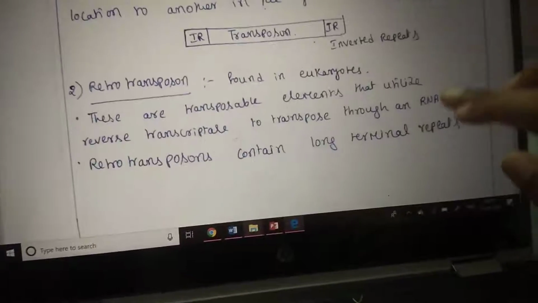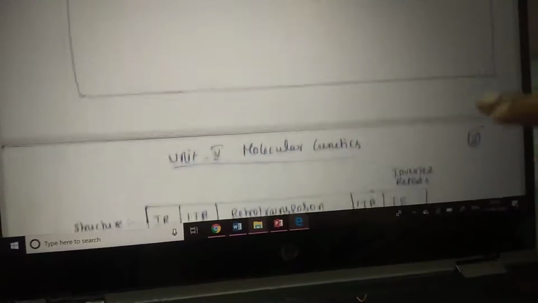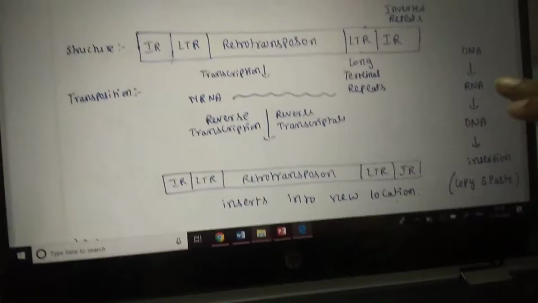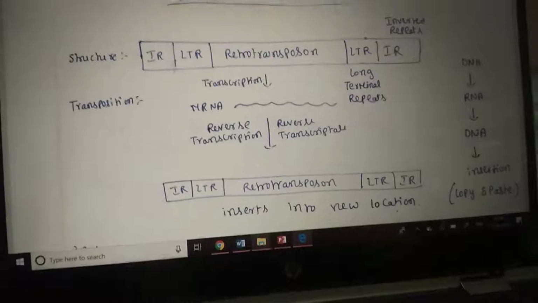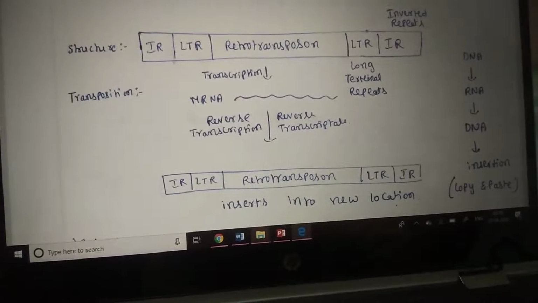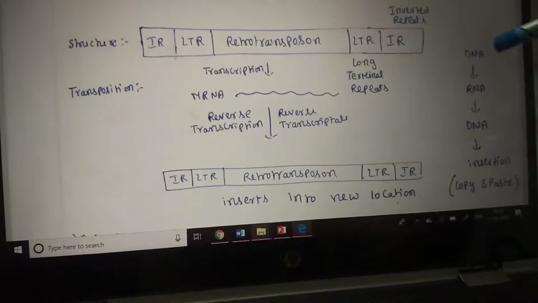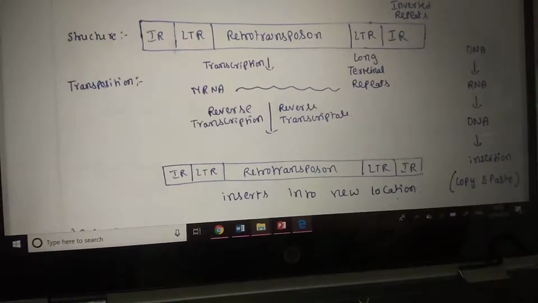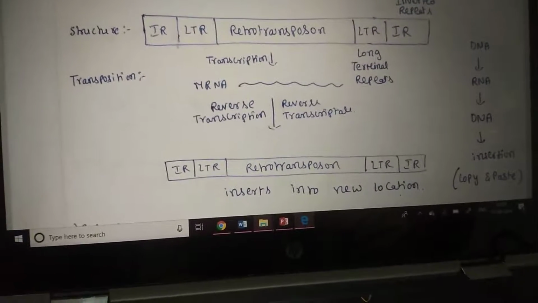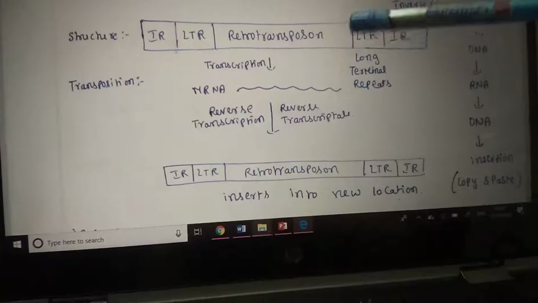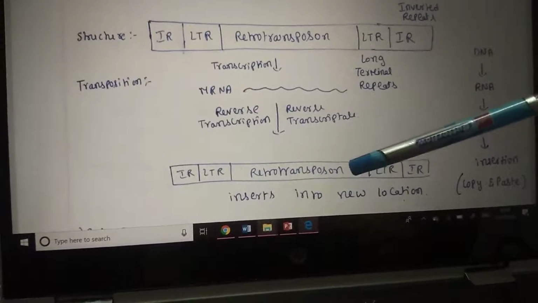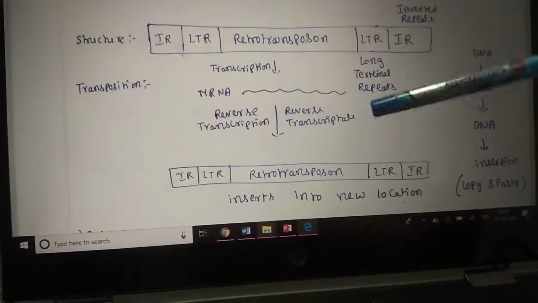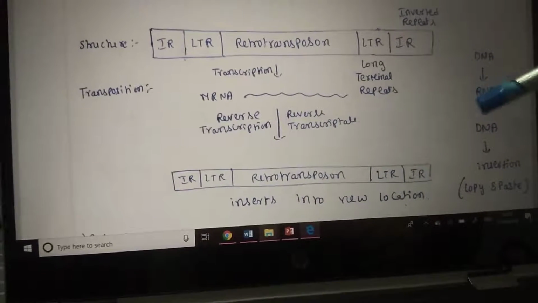The second class is retrotransposon. This retrotransposon is mostly found in eukaryotes, and retrotransposon is transported via an RNA intermediate. It's not through direct replication, so it first undergoes transcription, and then it is reverse transcribed to DNA, and this reverse transcribed DNA will be inserted into a new location.